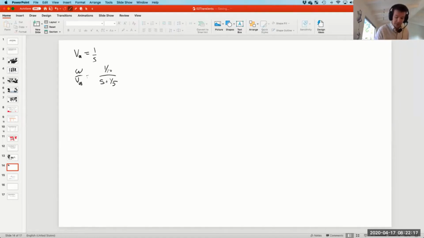So the idea is I want omega in the time domain. If I have omega in the time domain, then I can get its 1% settling time kind of the old-fashioned way. So that means omega of s is our V_A times our transfer function.